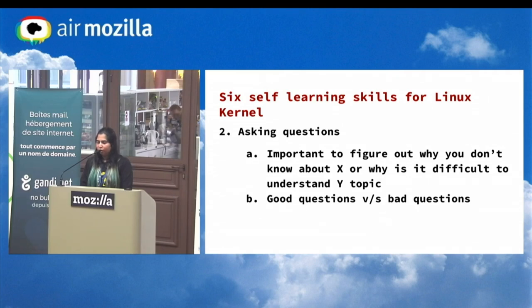For example, if I want to know why certain code is written in a certain way, I can't really just go and ask the person who has written it. I think it's important to first see the mailing list archives or the discussion that happened before that patch was applied, and then you can probably discuss with the person about that.